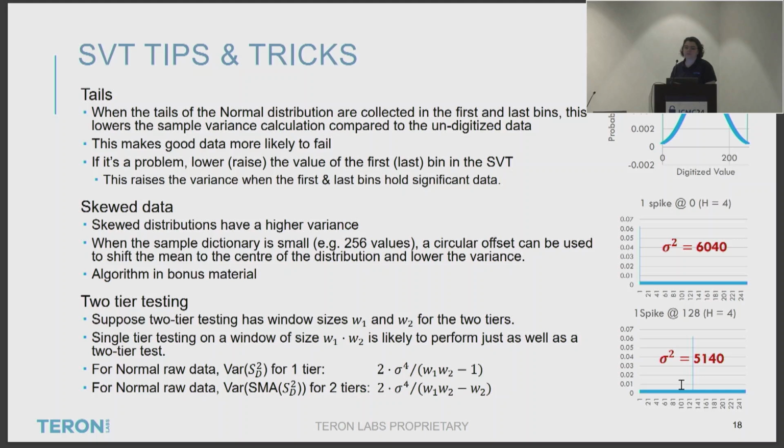It's probably not particularly beneficial to do a second tier with the sample variance test, because you can get just as good a result using one big window using the same amount of data as what you use for the two tiers. So there are some variance calculations that show the point, if you're into math.